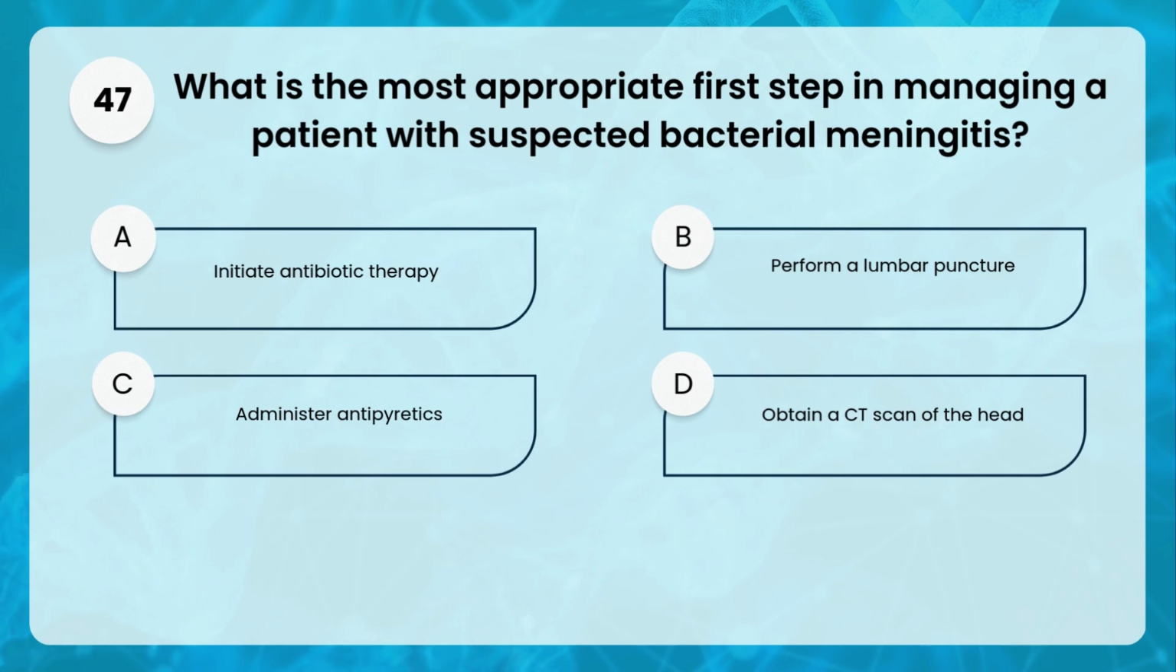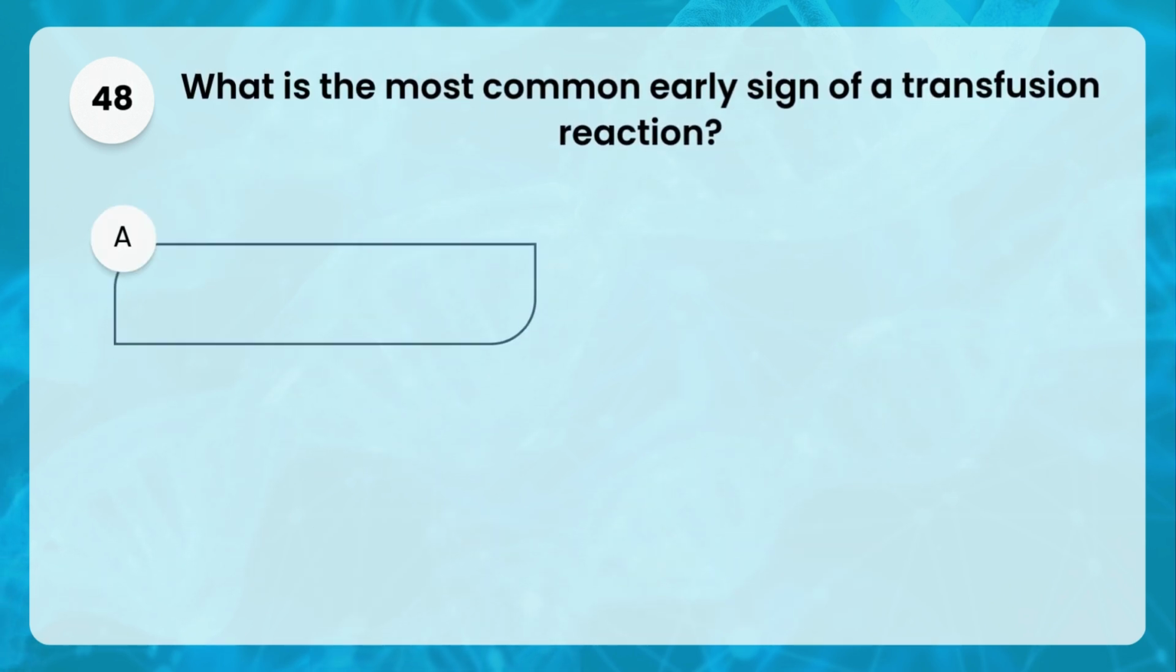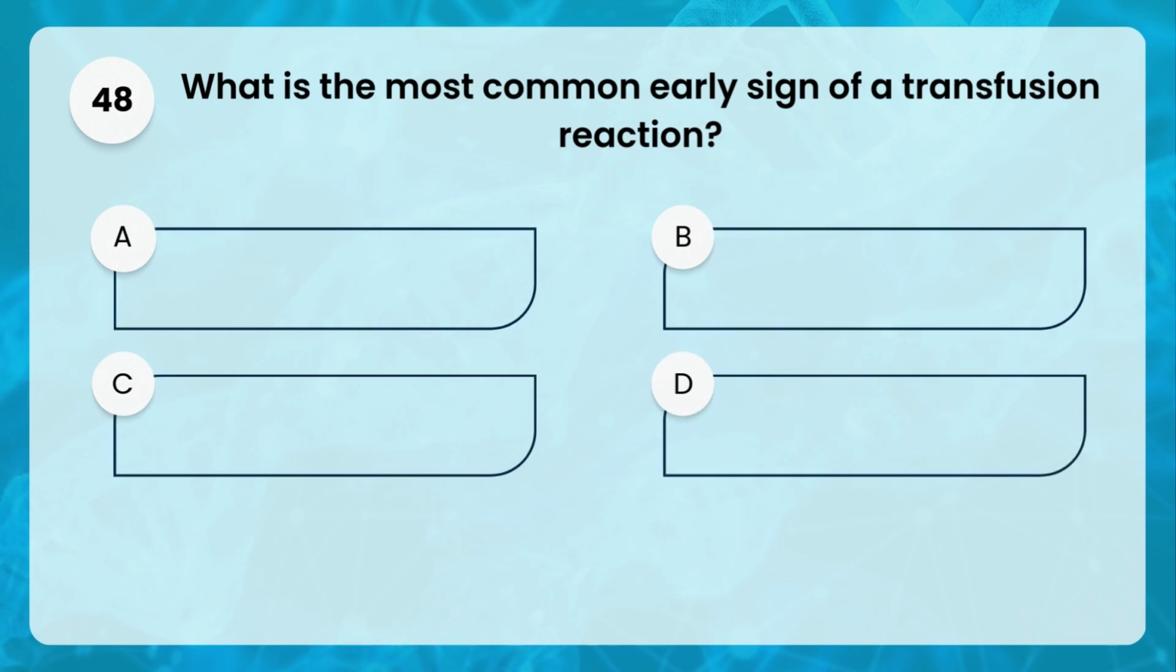A. Initiate antibiotic therapy, B. Perform a lumbar puncture, C. Administer antipyretics, or D. Obtain a CT scan of the head? The answer is A. Initiate antibiotic therapy. 48. What is the most common early sign of a transfusion reaction?